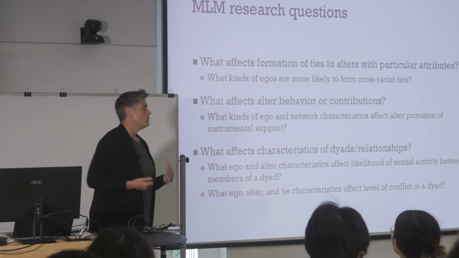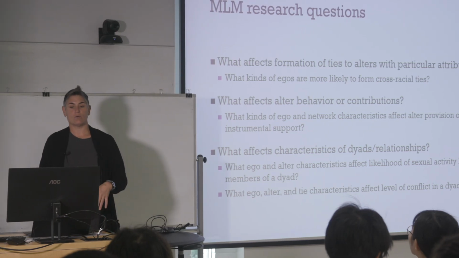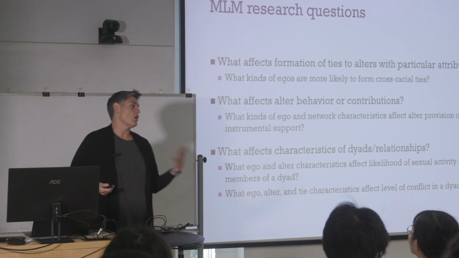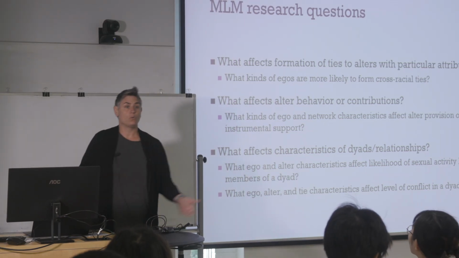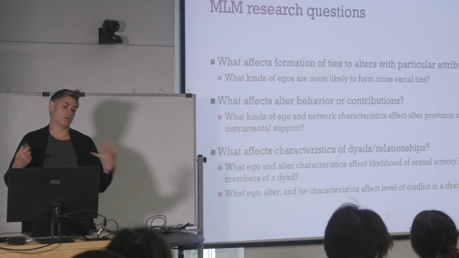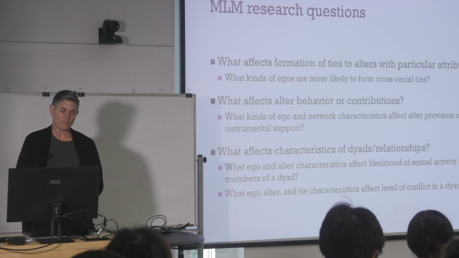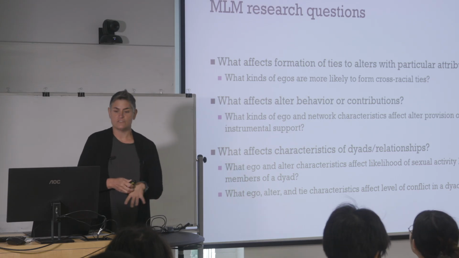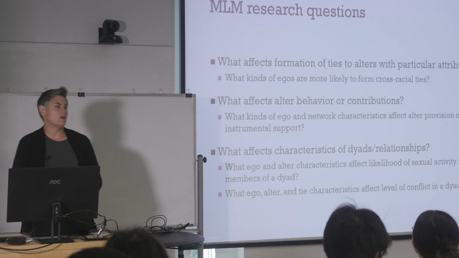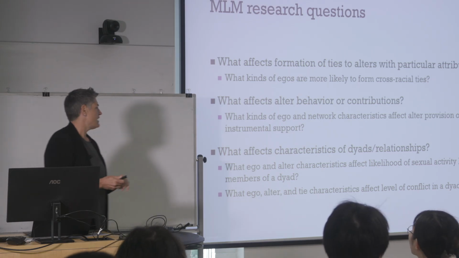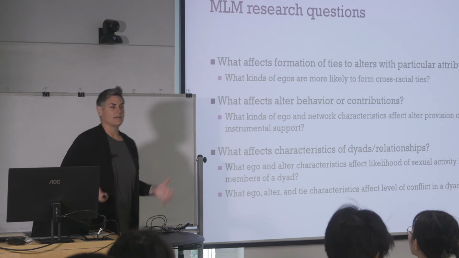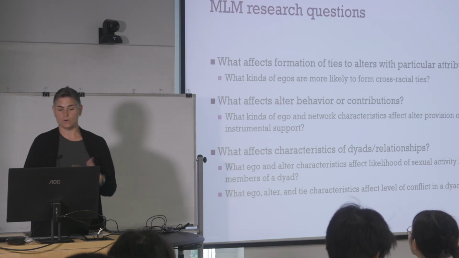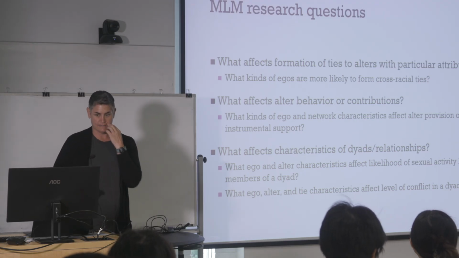So you could say, what kinds of ego characteristics or network characteristics might affect whether alters provide different kinds of support, for example, or caregiving, or whatever it is that you care about. And then you can also ask what affects characteristics of dyads or relationships. So what ego and alter characteristics might affect things like the likelihood of sexual activity or the amount of conflict or whatever between members of a dyad.